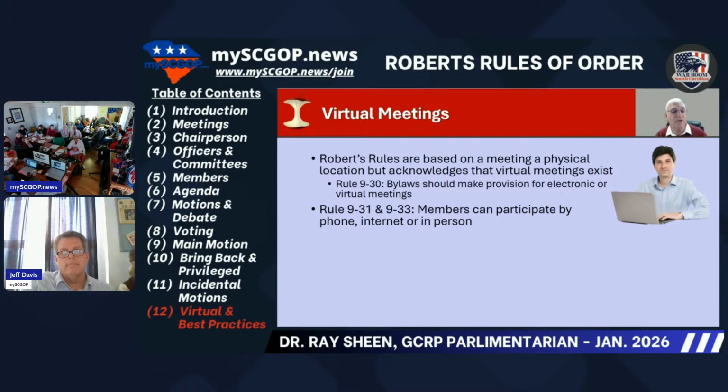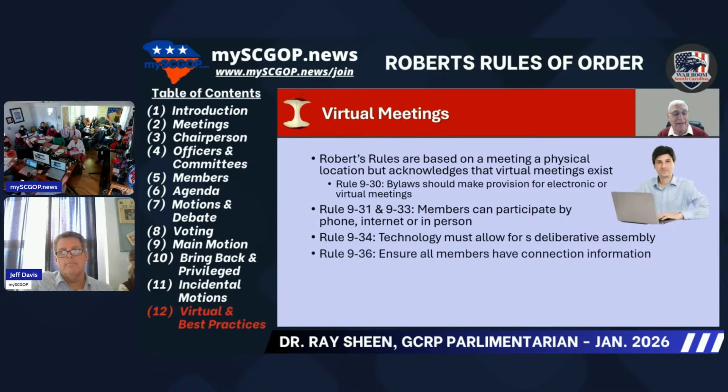This could include software apps that allow for collaboration. Robert's Rule 9-34 notes that it's essential that whatever technology is used, the meeting can be conducted in a deliberative assembly. Everyone in attendance must be able to communicate and participate in the debate.